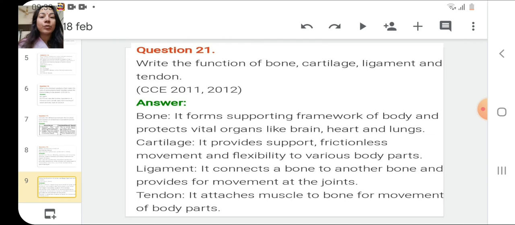So the answer to this question is, bones form the supporting framework of the body and protect vital organs like brain, heart, and lungs. Whereas in case of cartilages, it provides support, frictionless movement, and flexibility to various parts of the body wherever it is present. Ligaments connect a bone to another bone and provide for movement at the joints. And tendons are attached to muscles, and it is a kind of attachment between bones and muscles which facilitates the movement of various body parts.